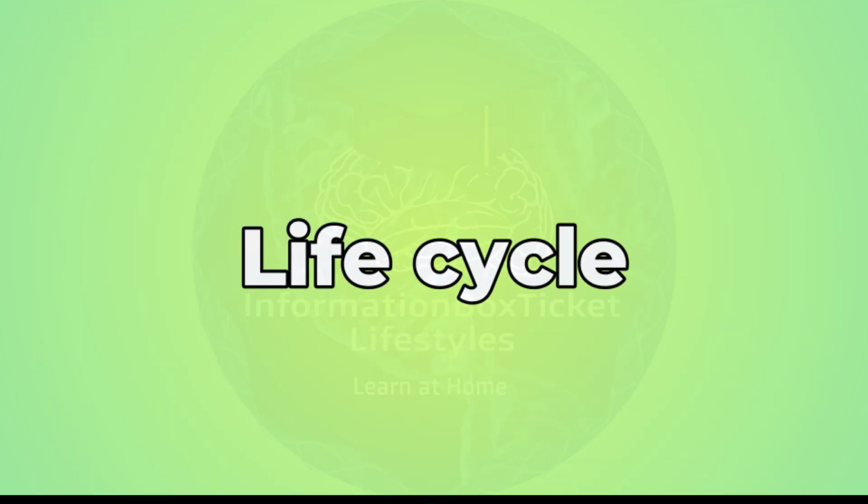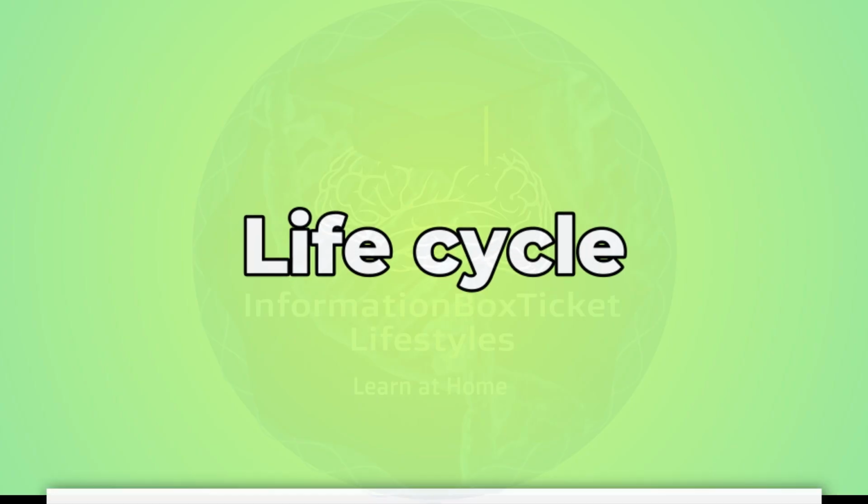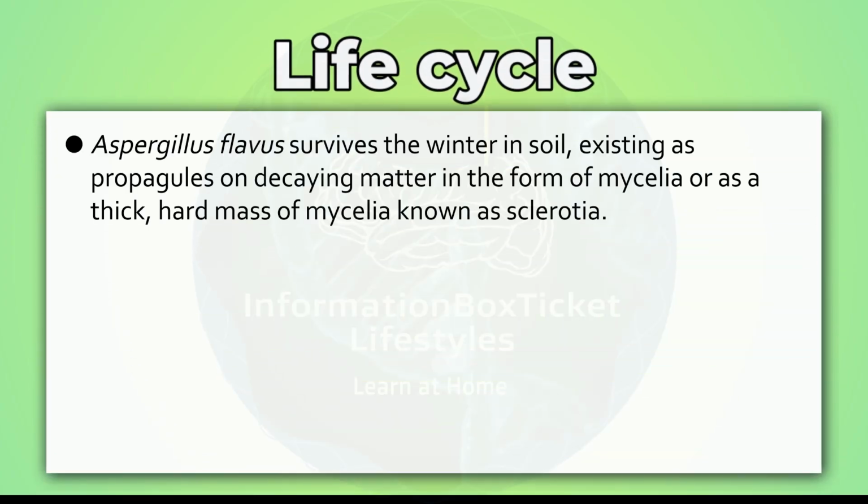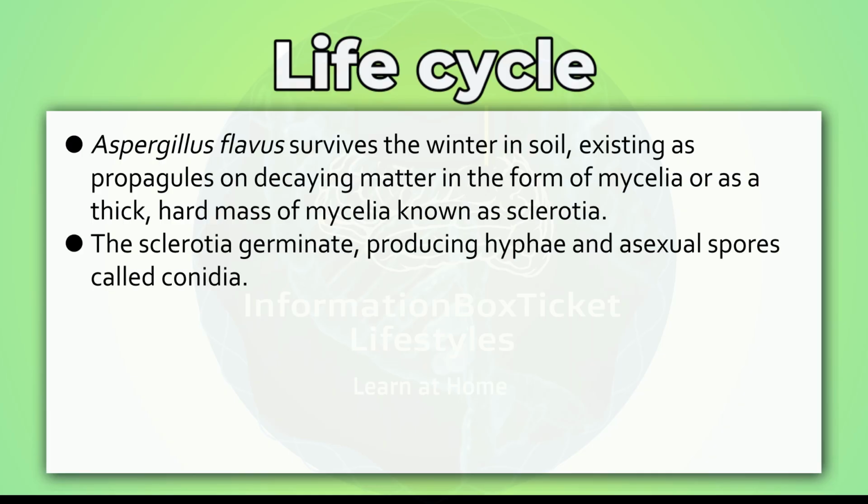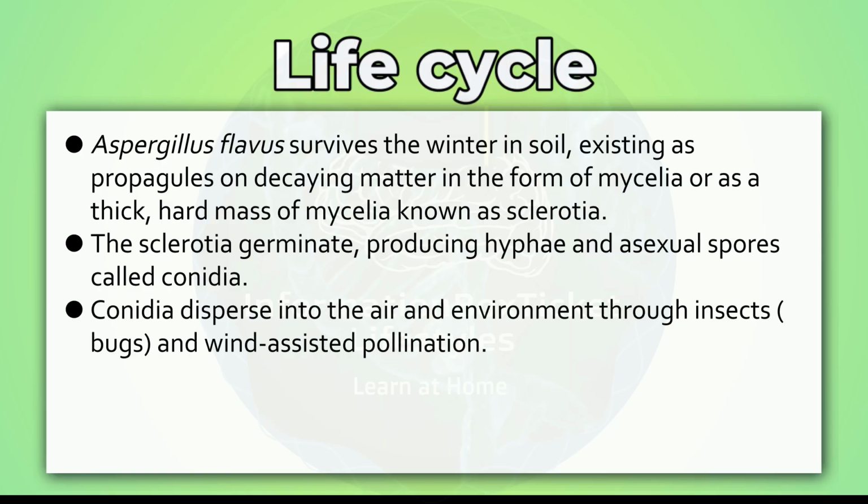The life cycle of Aspergillus flavus. Aspergillus flavus survives the winter in soil, existing as propagules on decaying matter in the form of mycelia or as a thick, hard mass of mycelia known as sclerotia. The sclerotia germinate, producing hyphae and asexual spores called conidia. Conidia disperse into the air and environment through insects, bugs, and wind-assisted pollination.